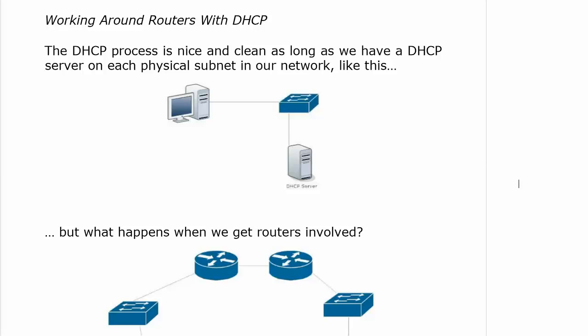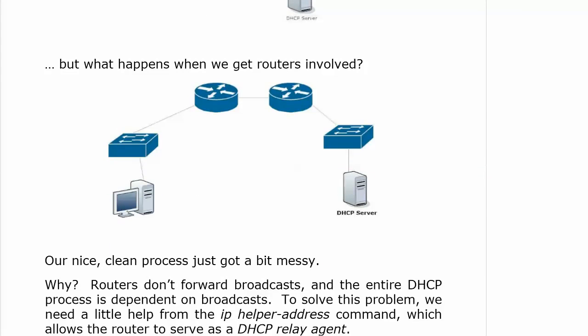So everything's going along nice and smoothly with DHCP, and then all of a sudden we stick some routers in between our hosts that need addresses and the DHCP servers that will give them those addresses. And our nice clean process just got a little bit messy because routers don't forward broadcasts. And as we saw in the last video when we did the DHCP process walkthrough, the entire process is dependent on broadcasts. Broadcasts are like oxygen to DHCP.